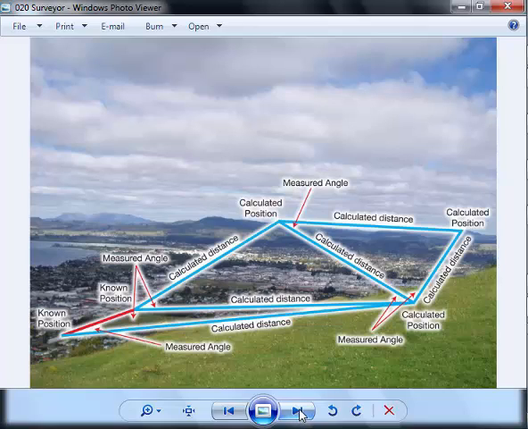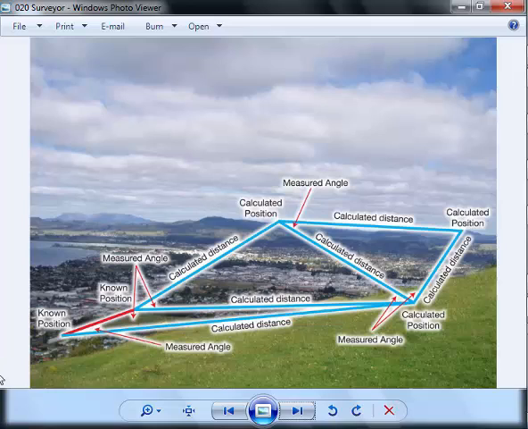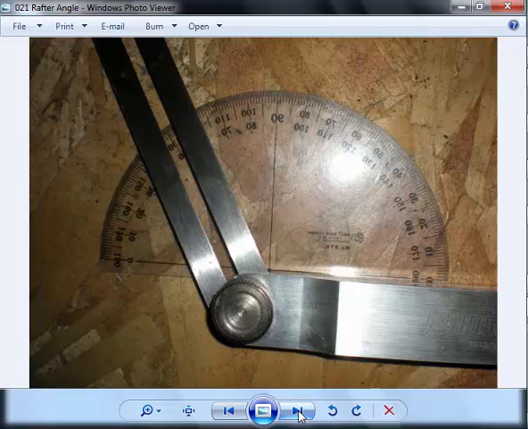Surveyors make measurements and then calculate positions based on those measurements. For example, they know the length from this town here to this spot right here. They know those two positions, and then they measure those three angles, and by doing that, they can calculate out to this position. They can calculate to each of these positions just using triangle measurements.